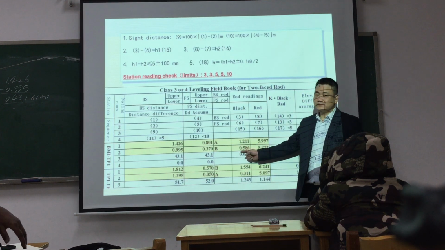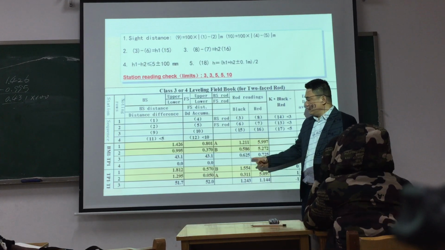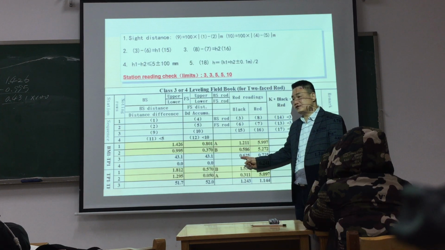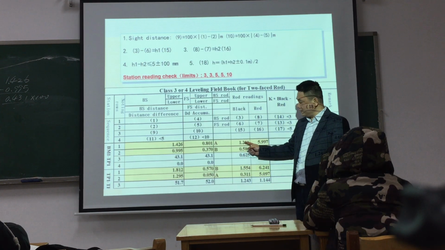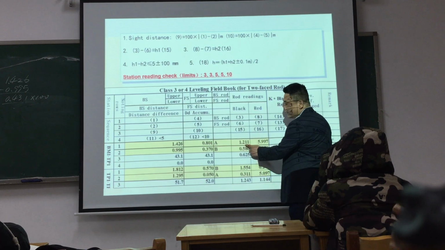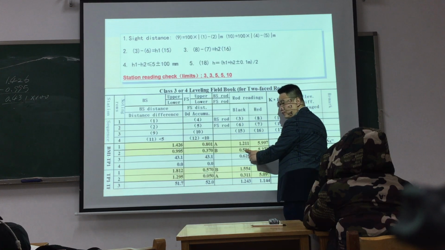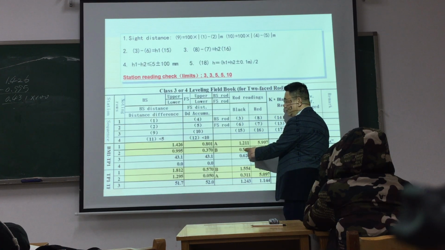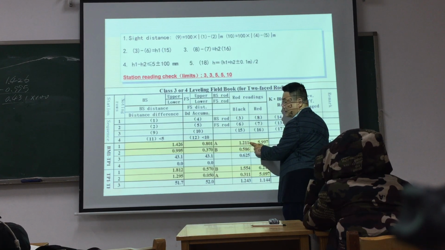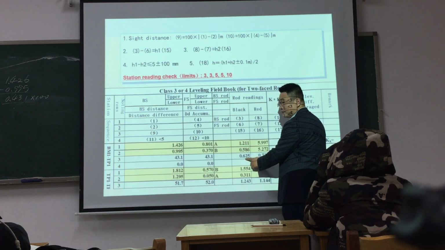Here, the radius. For this grid, it means the elevation difference got by the black face. Here, black face, foresight. We always use backside minus foresight. So 1211 minus 0586 gets this elevation difference.